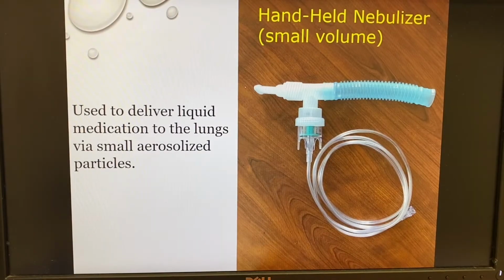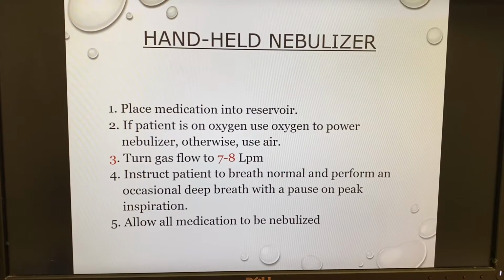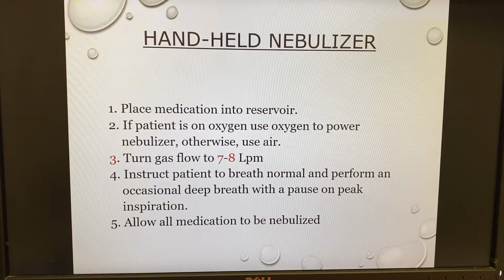Here we have the handheld nebulizer, small volume. It's used to deliver liquid medication to the lungs via small aerosolized particles. A handheld nebulizer. Here is the use. Place medication into the reservoir. If the patient is on oxygen, use oxygen to power the nebulizer.